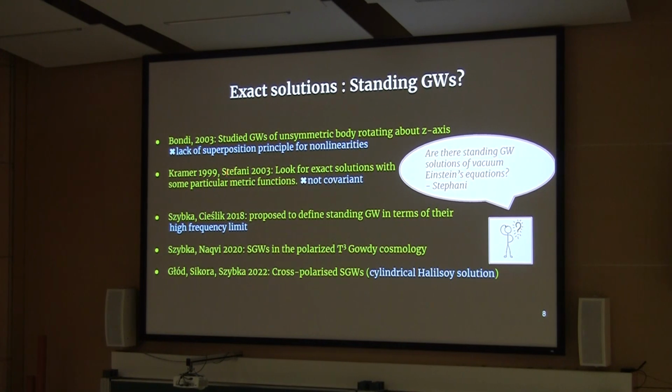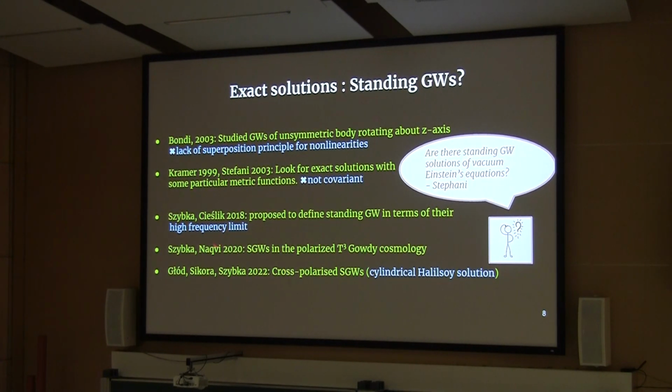Then Bodies tried to study the gravitational waves of an asymmetric body rotating about the z-axis, but there was the issue that there was a lack of superposition, so it was not the full solution. Then Kramer and Stephani, and actually Hans Stephani, formulated this important question: are there standing gravitational wave solutions to the vacuum Einstein field equations?